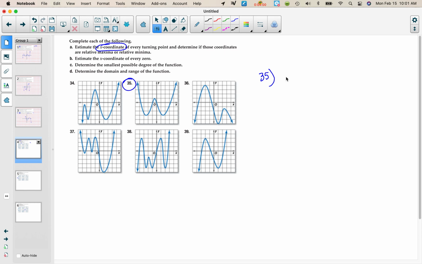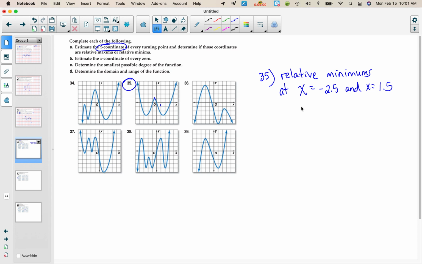So we have, notice that we have minimums. So I'm going to say relative minimums at, and it looks like it's about x equals, assuming that we're counting by ones, and they didn't tell us that, they should have, it looks like maybe about negative 2.5 and x equals 1.5. Okay, so we're just estimating where those would be.